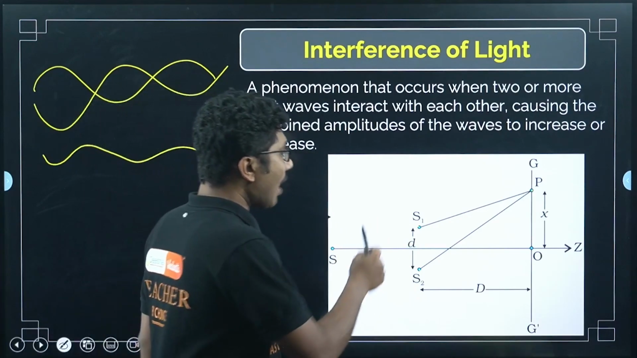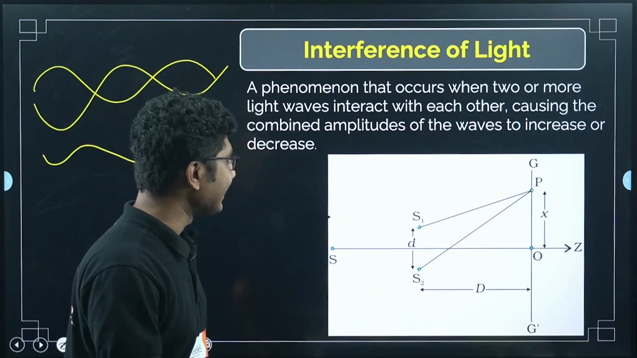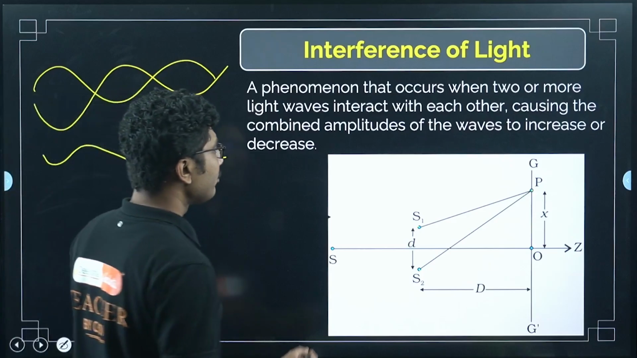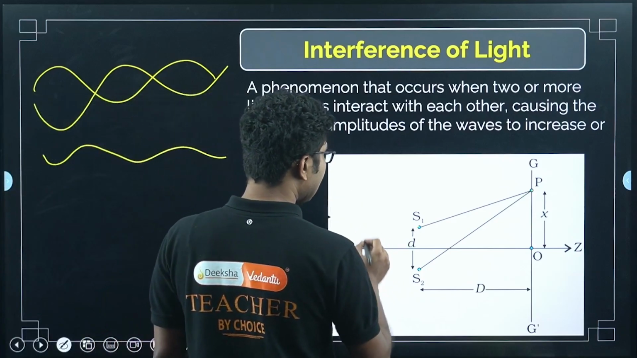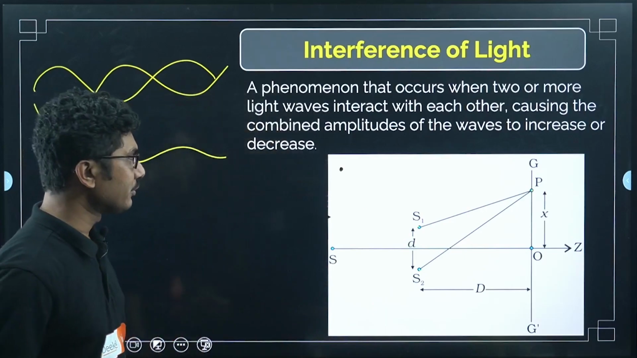Now how can we create these two coherent sources? That is what I said I will discuss. To create coherent sources, we have to take a single source. We cannot use two different sources.